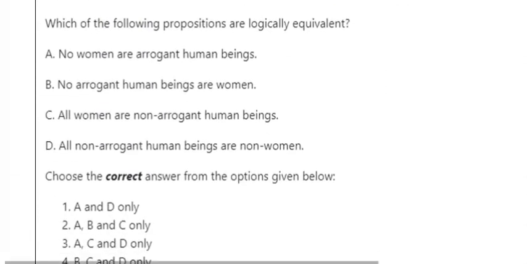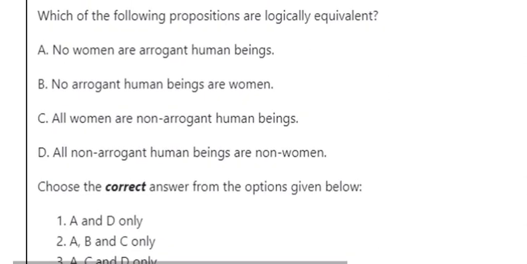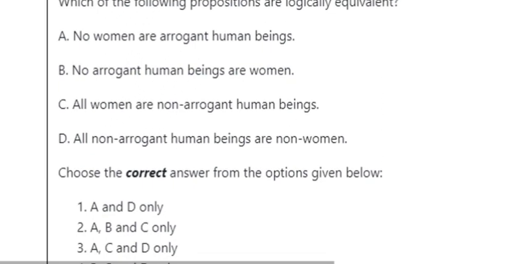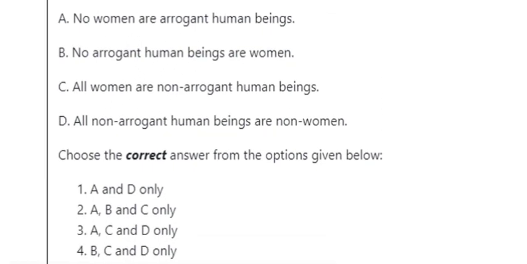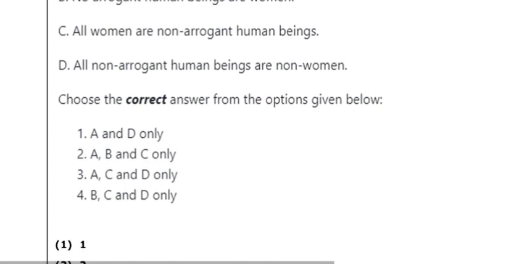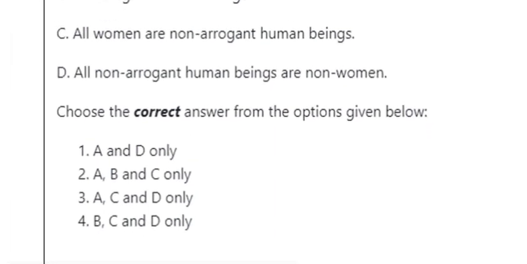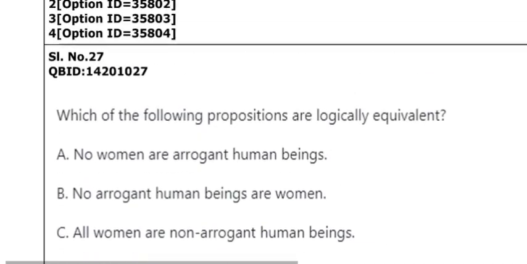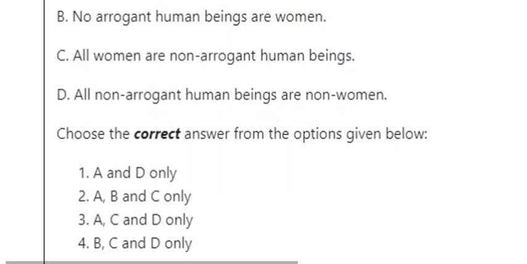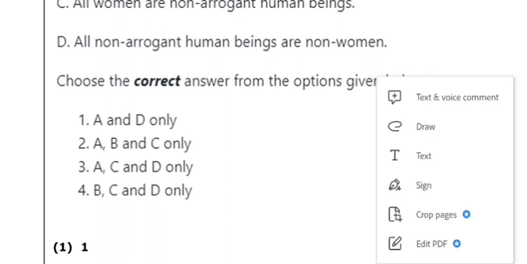27 says which of the following propositions are logically equivalent? A. No women are arrogant human beings. B. No arrogant human beings are women. C. All women are non-arrogant human beings. D. All non-arrogant human beings are non-women. So choose the correct answer: A and D, A, B and C, A, C and D, B, C and D. What will be the correct answer? 27. Correct answer of this question will be number B, that means A, B and C.